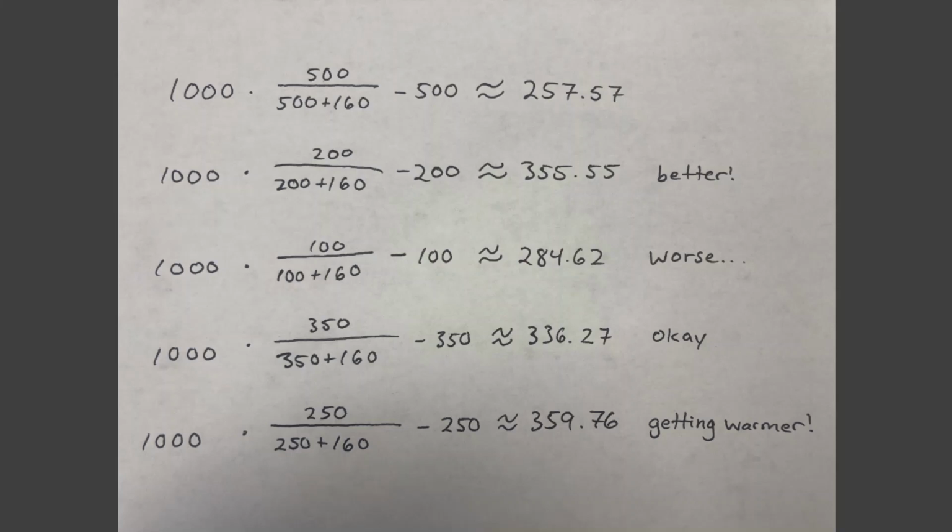Well, if you choose 350 tickets, your expected winnings are now $336.27. That's better than the last time, but still not as good as 200. So maybe while an increase was the right idea, 350 went too far. What about 250 instead? Now your expected winnings are about $359.76. That's the best that we've seen so far, but we still don't know for sure that that is what actually maximizes your expected winnings.